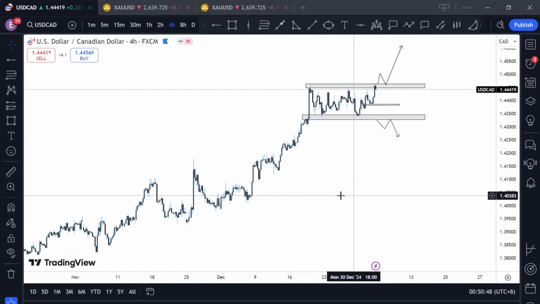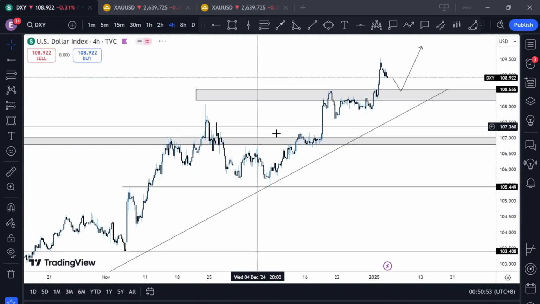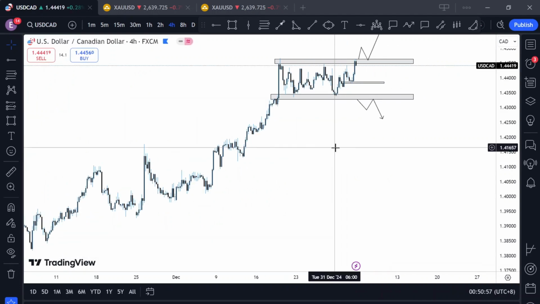Okay, that's that for this week. We've seen pound USD, we've seen gold, DXY for confluence, we've seen oil, and basically USDCAD.